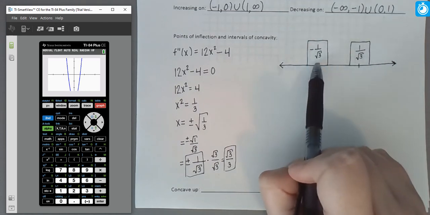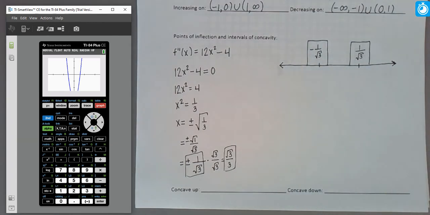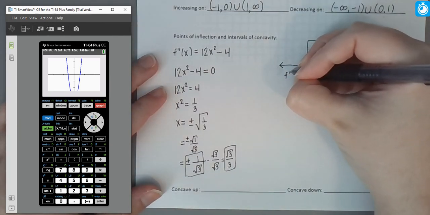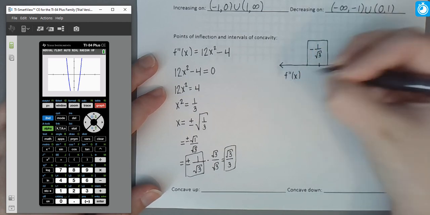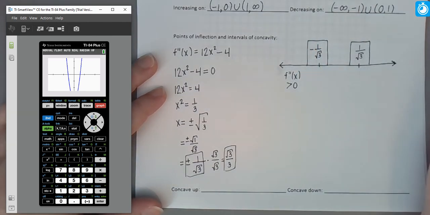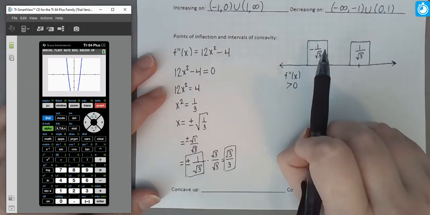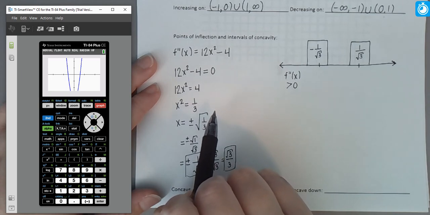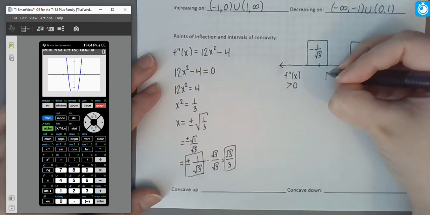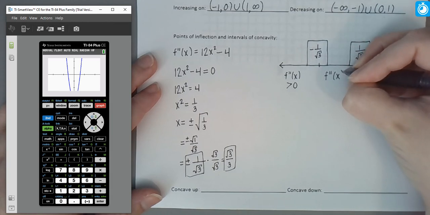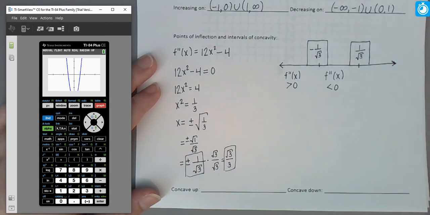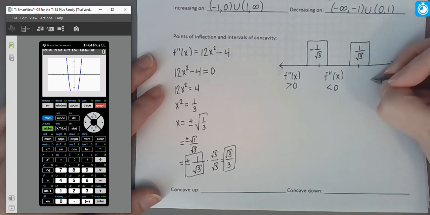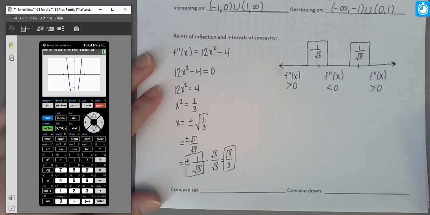So to the left of the first intercept, notice we're above the x-axis, which means that the value of our second derivative is going to be greater than 0. Now once we hit that first intercept, again where our second derivative was equal to 0, notice we jump from above the x-axis to below, which means our second derivative goes from being positive to being negative. And then when we get to our next intercept, we jump from below the x-axis to being above, which means our second derivative is then greater than 0.